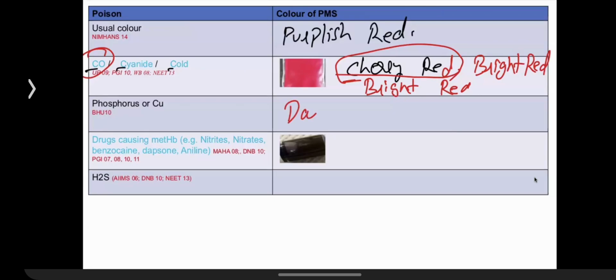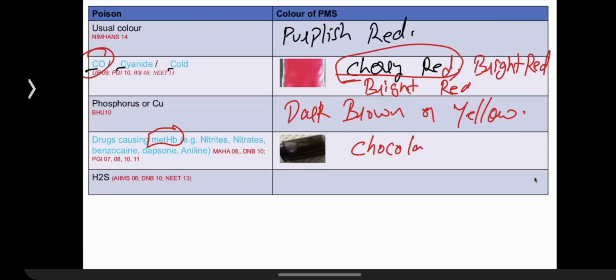Phosphorus or copper: dark brown or yellow. Drugs which cause methemoglobinemia cause dark chocolate brown color. H2S: bluish green.